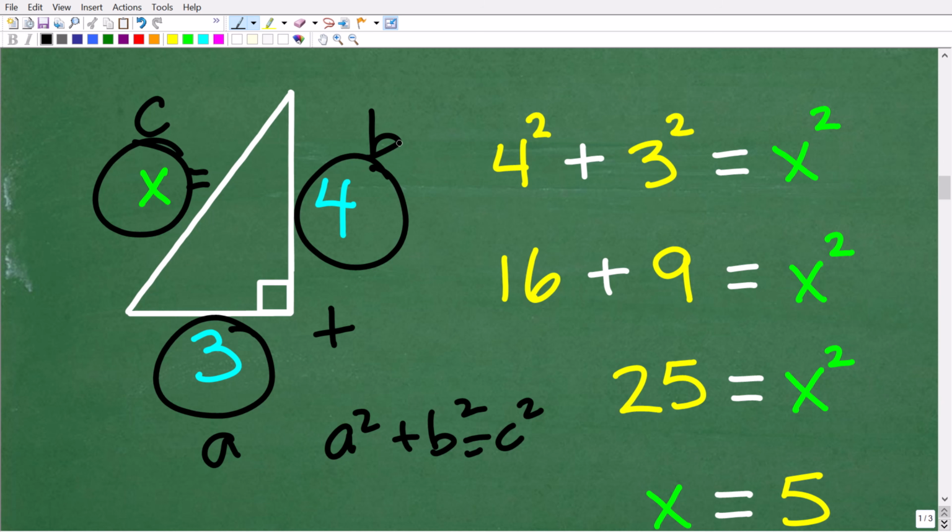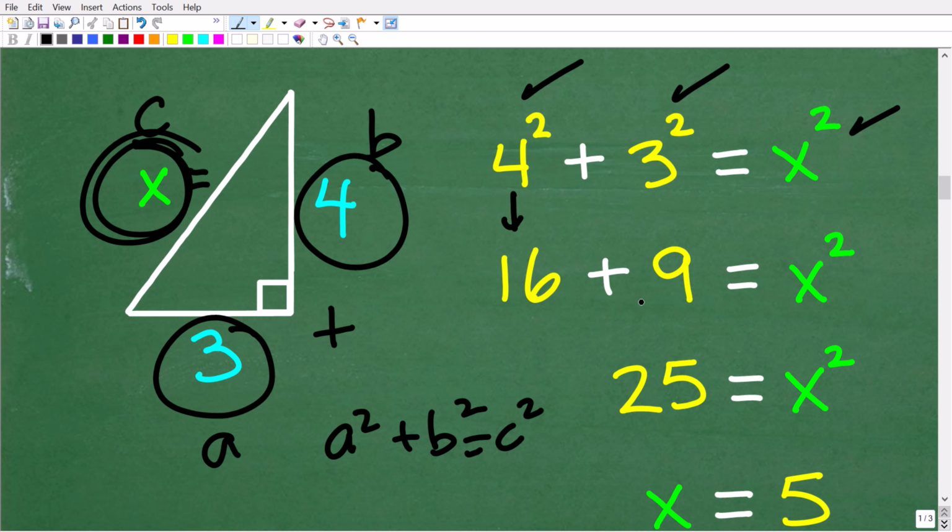All right, so here again we have 3 squared plus 4 squared, or 4 squared plus 3 squared. It really doesn't make a difference, but what is key is that the hypotenuse right here is on this side of the equation, so c squared will be x squared. Okay, so again, we have 4 squared plus 3 squared is equal to x squared, which again is the length of the hypotenuse, which we're trying to figure out.